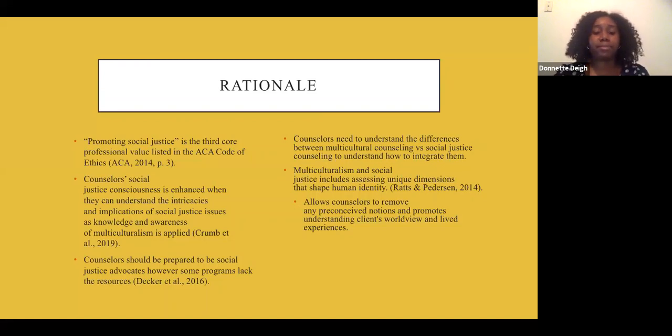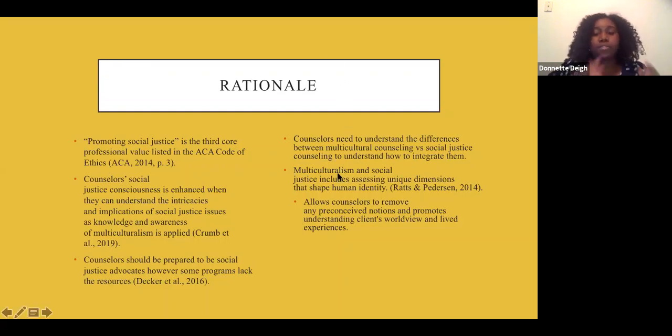We want you to be able to use these strategies for days to come, forever, basically. And as we learn more things, we hope that you would integrate them, right? Allowing us as counselors to remove any preconceived notions and, like I said earlier, promoting the understanding of the client's worldview and lived experiences, which enhances our own skills, and also enhances the client's quality of life, right?